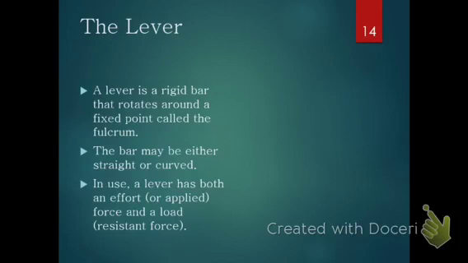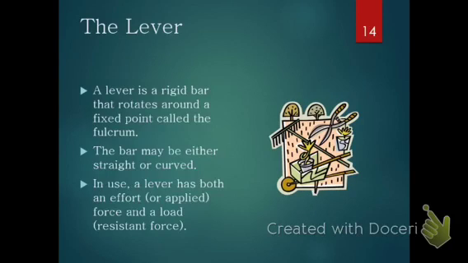All right, a lever is a rigid bar that rotates around a fixed point called a fulcrum. It could be straight, it could be curved. So let's think of a seesaw. The point in the middle that the seesaw rotates around, that's the fulcrum, where there's a point at which you're applying force, and then there's a point at which you're lifting a load. Okay? So a lever has both an effort and a load.